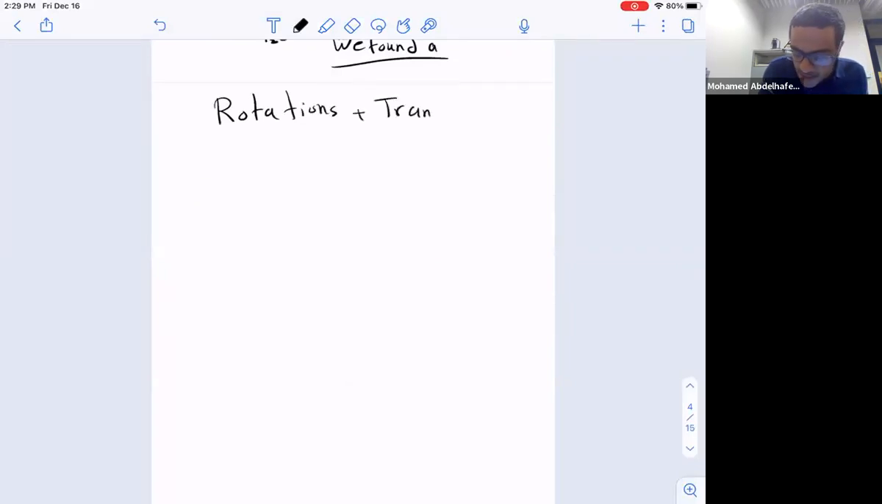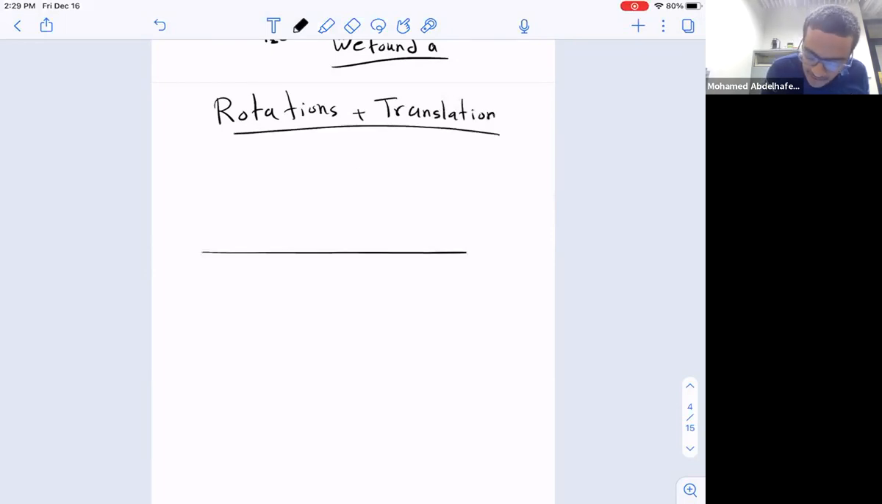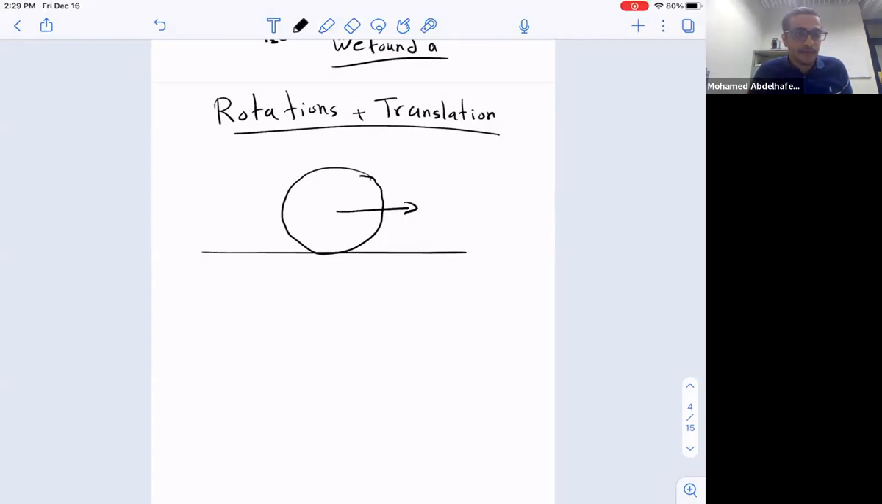So we have an object now that is doing both at the same time. This is just like a wheel that is moving and spinning at the same time. The very important idea I want you to understand here is that these are two separate degrees of freedom. These are two separate ideas.